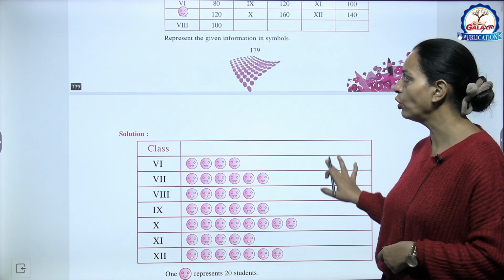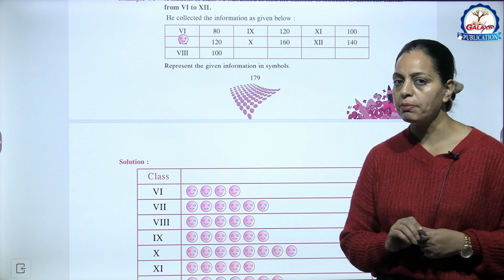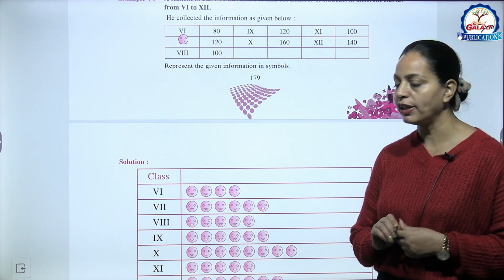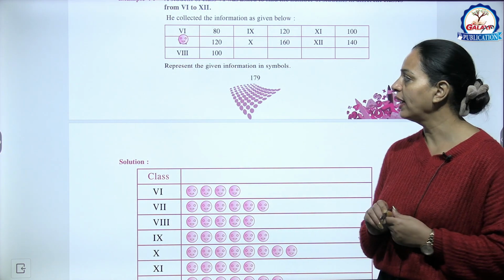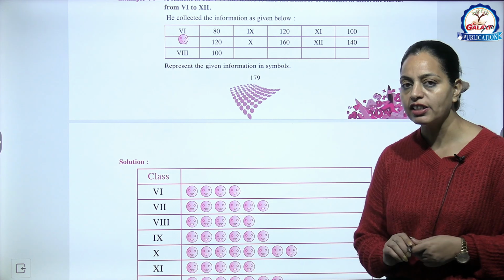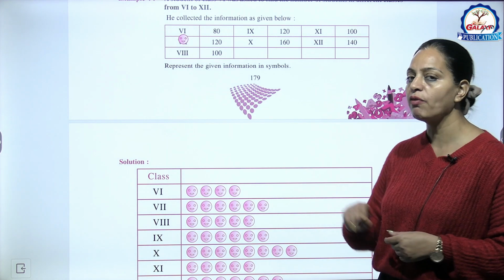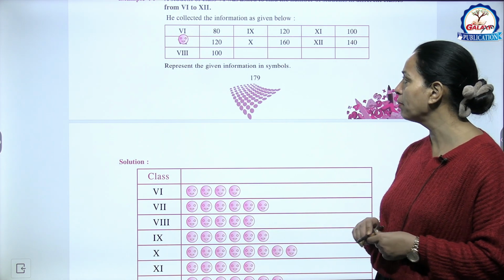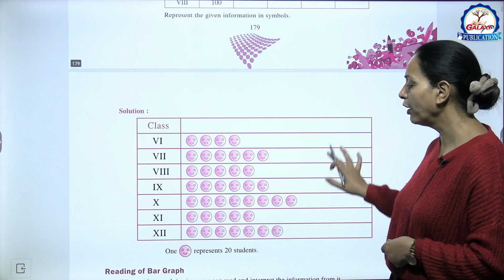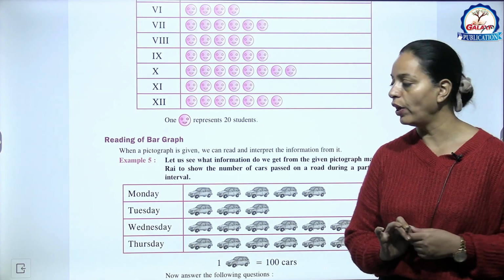Now in 6th class we know how many? 80. So 80 divided by 20. So we have to draw 4 symbols, okay. Then 7th class 120. So 120 divided by 20 means 6 symbols, okay. Then 8th class 100. So 5 symbols, and then 9th class 120, so 6 symbols. Then 10th class 160, 160 divided by 20, that means 8 symbols. Now 11th class 100, so 5 symbols, and 12th 140, so 7 symbols, okay. So I hope this is clear to you, very interesting.